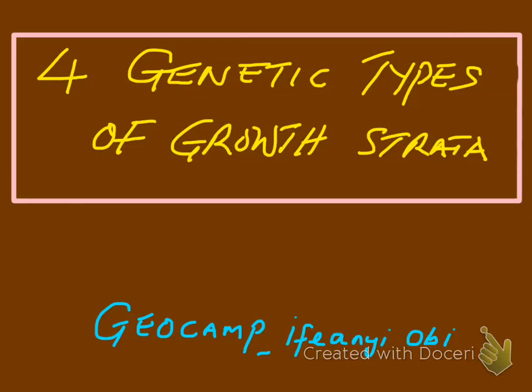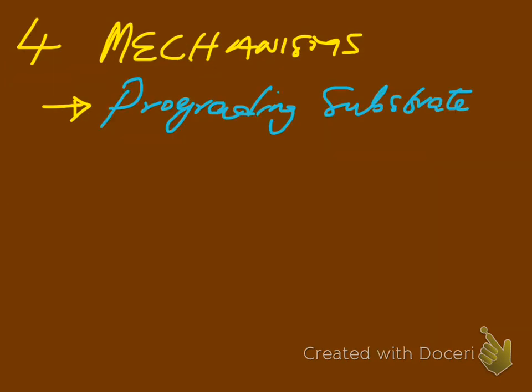In this discourse, I'll be talking about 4 different types of growth packages based on their mechanisms of formation. Now, a sediment or a stratigraphic unit is said to show growth if we see evidence of gradual or rapid changes in its thickness over a small area.